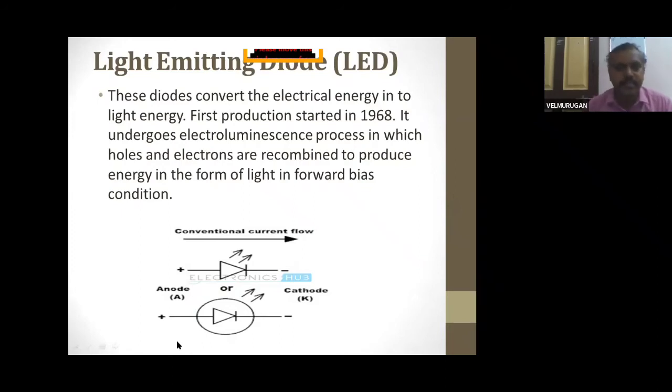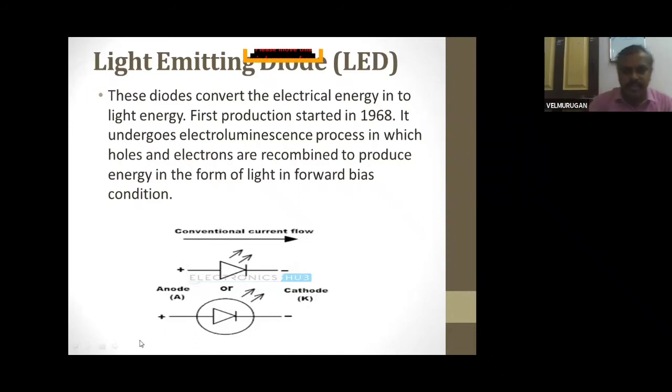The diode converts electrical energy into light energy. It was first produced in 1968. It undergoes a process in which holes and electrons recombine to produce energy in the form of light under forward bias conditions. So when current flows, at that time it will glow.